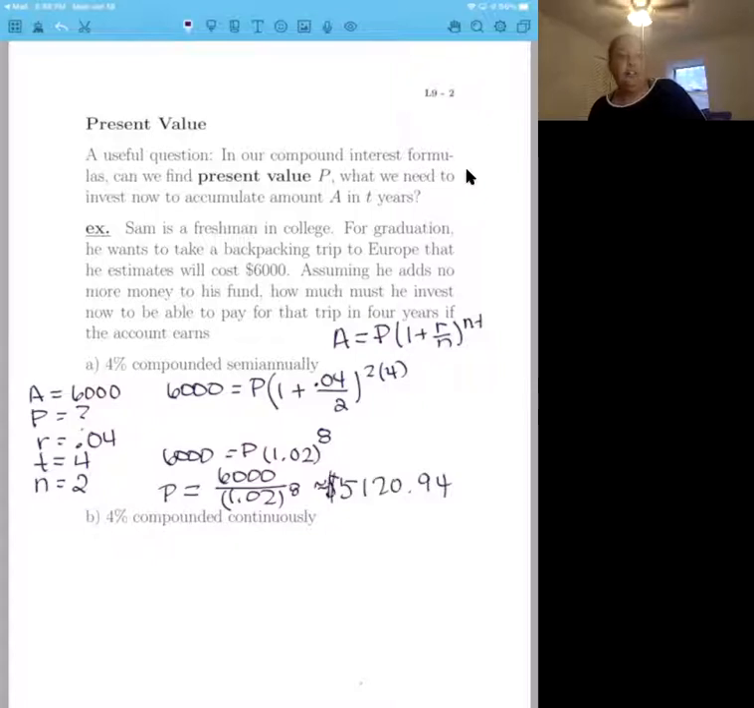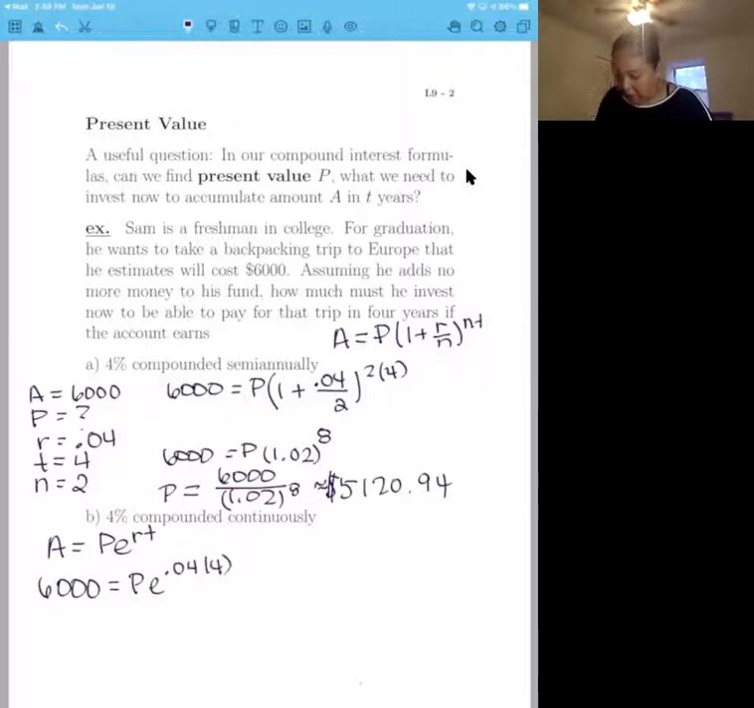All right, and now they want us to do the exact same thing, except compounded continuously. So I have A equals P E to the RT. So I have 6,000 equals P E to the 0.04 times 4. All right, so P is going to equal 6,000 over E to the 0.04 times 4.